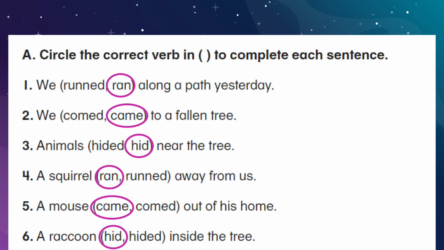Circle the correct verb in parentheses to complete each sentence. We run or ran along a path yesterday. We ran. We comed or came to a fallen tree. We came. Animals hid near the tree. Animals hid. A squirrel ran or run away from us. A squirrel ran. A mouse came or comed out of his home. A mouse came. A raccoon hid inside the tree. Hid. So these are the correct past tense form of these words.